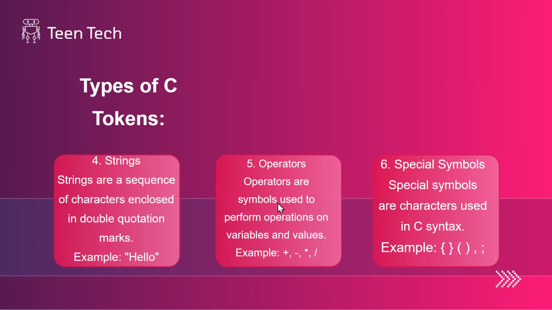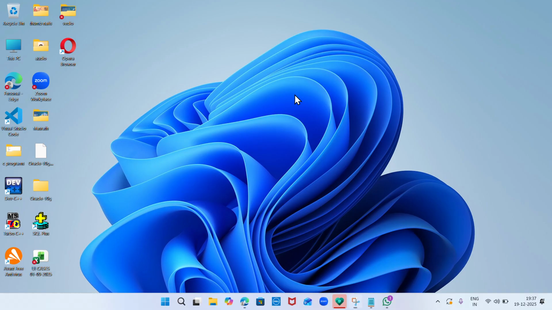Now coming to the sixth, special symbols. Here special symbols are the characters used in C syntax. Let me decode it in a simple way. What are special symbols? These are the characters used in C syntax to perform special tasks. For example, here I have written curly braces, parenthesis, comma, and semicolon. Firstly, let me decode all of them at once.